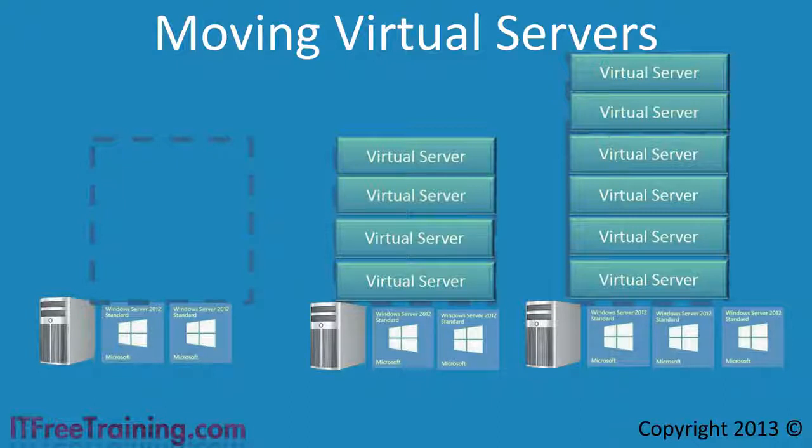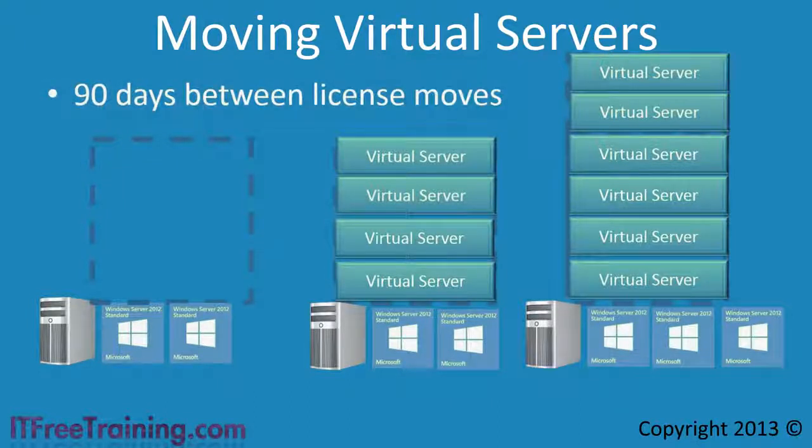Now, you may be thinking, since the virtual machines are just being moved while the server is down for maintenance, could the license just be moved as well? Microsoft only allows the license to be transferred from server to server after 90 days have expired. So, if the license was moved to the third server rather than purchasing a new license, 90 days would need to expire before the license could be moved back to the first server.